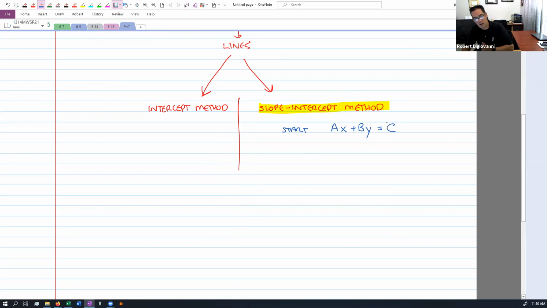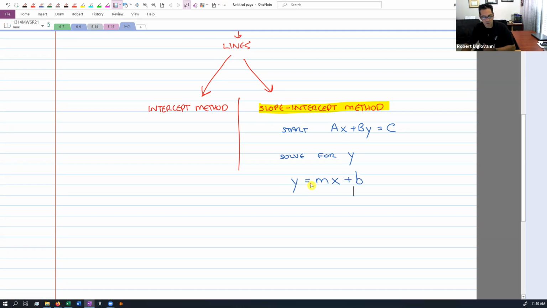Whatever the equation looks like, we solve it for y. So we're not plugging in 0 for anything. We're just going to move things around algebraically to where we get y by itself. When we do that, we should always wind up with something that looks like this.